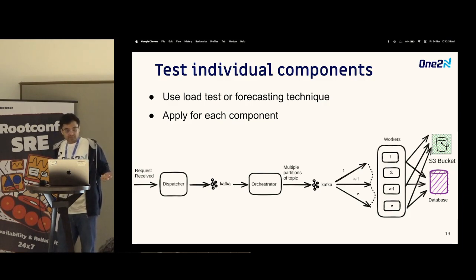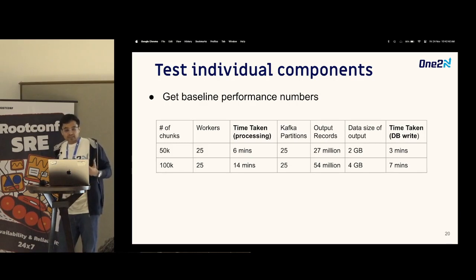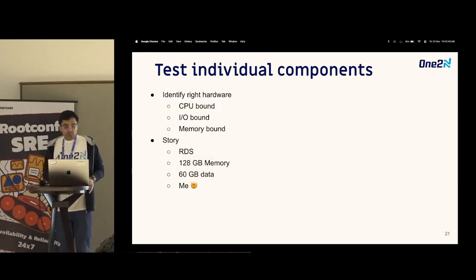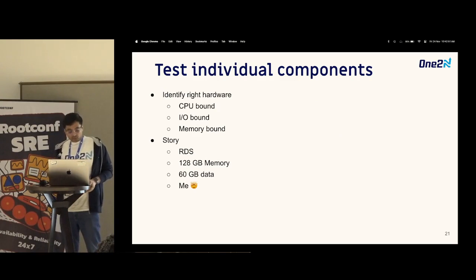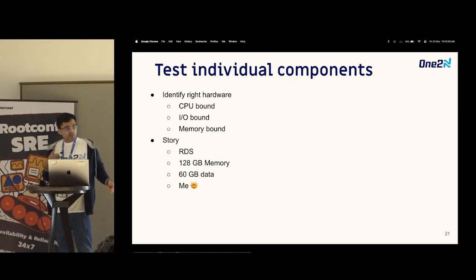Basically, the idea of this forecasting is to just have some heuristic and give you some numbers. How do I even start autoscaling? Now, you test your individual components, you identify your right hardware, you identify whether it is CPU bound, IO bound, or memory bound.